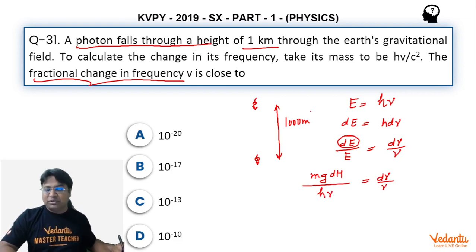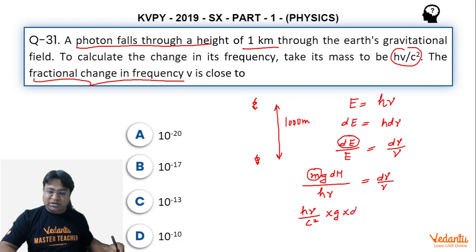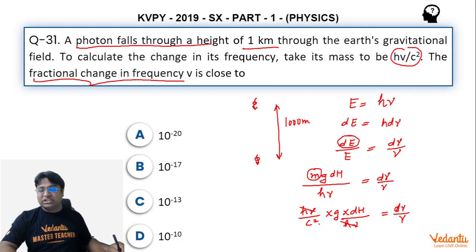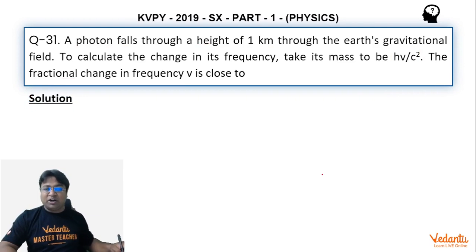Now what is important to understand here is that the mass is given to be h nu by c square. So instead of the mass, I can write h nu by c square. g remains as it is, dH divided by h nu is equal to d nu by nu. So this gets cancelled, and we are left with g dH by c square. Now this is what we are trying to calculate. Let's see how much this will be.